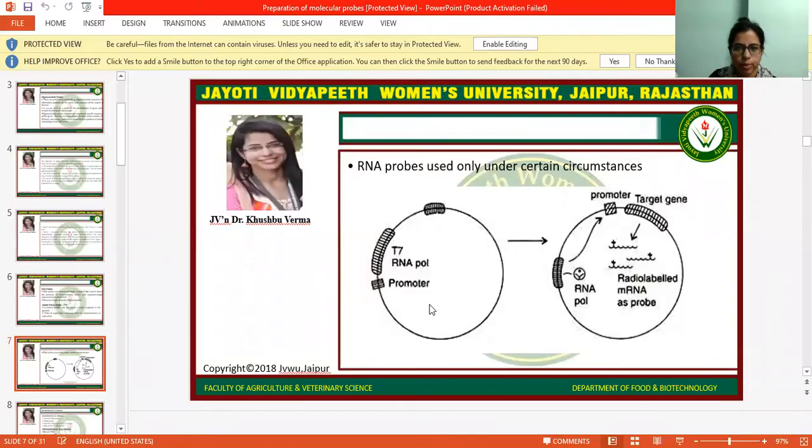You can understand this RNA probe by the vector design. Here is the promoter region, and this is the T7 RNA polymerase. This promoter region will initiate the RNA polymerase, and then target genes will be able to synthesize new strands, and these new strands will have radiolabeled nucleotides and radiolabeled messenger RNA as the probes.